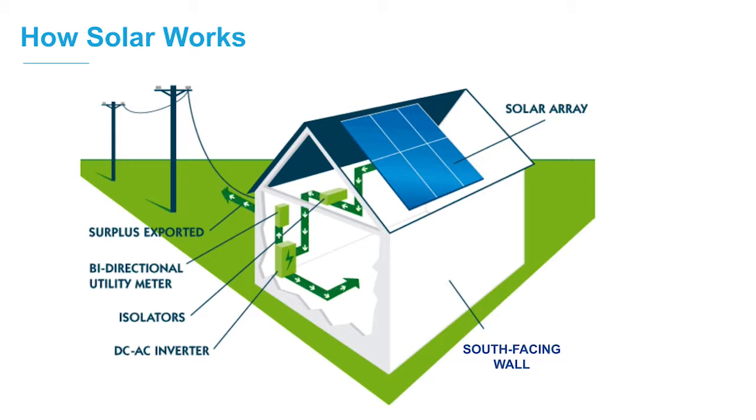The array collects the sun's energy during the sunlight hours as DC energy. The energy travels through isolators down to an inverter that converts the DC, or direct power, to AC, or alternating power, which actually powers your home. A bidirectional utility meter is attached to the house alongside your normal utility meter that allows any surplus energy generated by your system to be exported to your local energy grid. During the daytime, you're generating power and exporting it to the grid, and at nighttime, you're drawing from the grid. The net result is what we consider net metering.